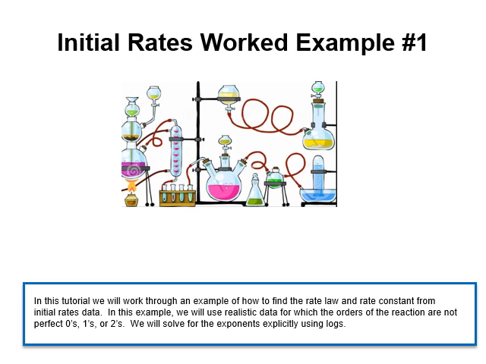In this tutorial, we will work through an example of how to find the rate law and rate constant from initial rates data. In this example, we will use realistic data for which the orders of the reaction are not perfect zeros, ones, or twos. We will solve for the exponents explicitly using logs.